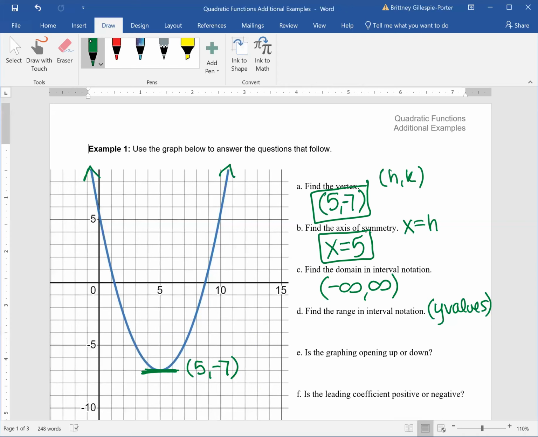Okay. So let's look at our range. We have our smallest y value, which is -7. And then we go up and up and up, and it just keeps going and going. So our range is going to be -7 to infinity. Infinity always has parentheses. And because we actually have a point where y is equal to -7, we're going to use a bracket because that means that we can be -7. If we could not be -7, or we don't actually get to -7, we use a parenthesis.